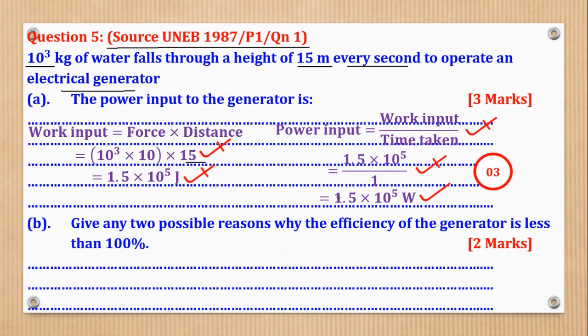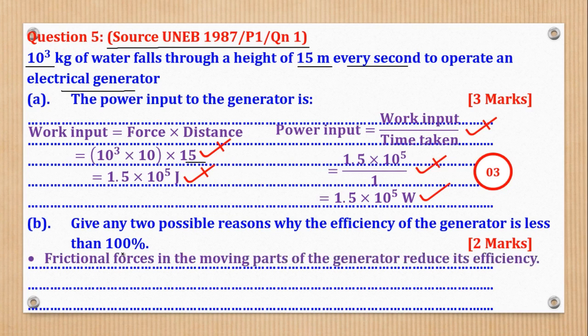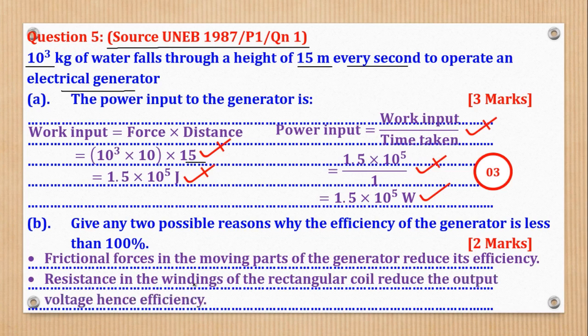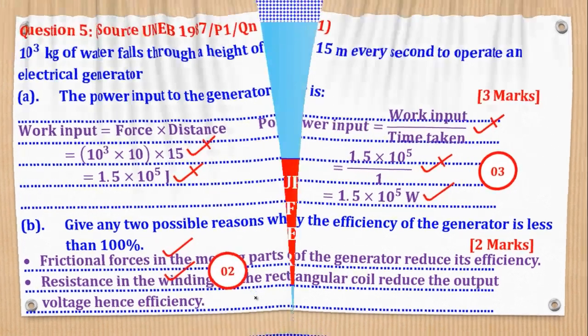Part B says that give any 2 possible reasons why the efficiency of the generator is less than 100%. So one of the reasons is that the frictional forces in the moving parts of the generator reduce its efficiency. Another one is that the resistance in the windings of the rectangular coil reduces the output voltage, hence efficiency. So basically that's what they wanted in that part, and that's how you could get the 2 marks.